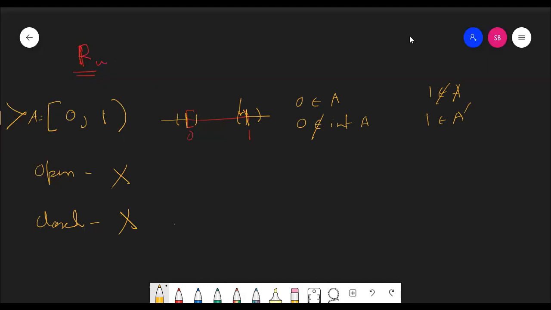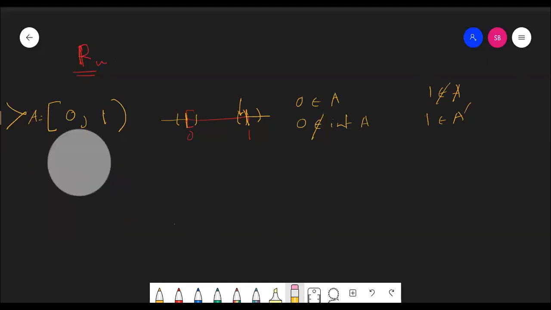So again, we got a result or a fact maybe. So there can be a set which is neither open nor closed. So there is nothing to worry about if we come across a set which is neither open nor closed. It can happen. Okay, good. So let us go to example number 2.